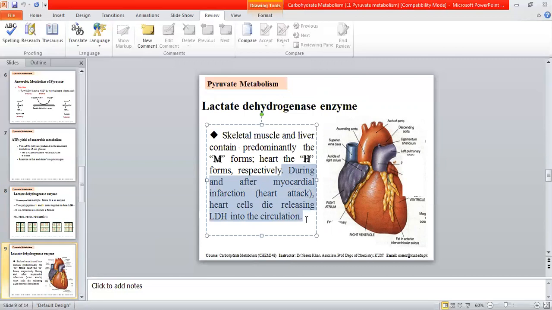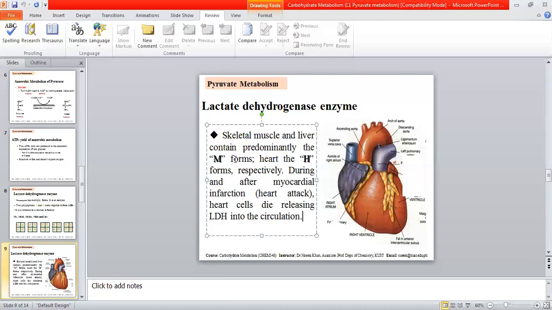During and after myocardial infarction, I mean heart attack, heart cells die, releasing LDH into the blood circulation. So it means in the circulation, the concentration of the H4 and MH3 forms of the enzyme increases. This is a medical diagnosis: if the concentration of the lactate dehydrogenase types H4 and MH3 increases in the blood circulation, it would mean that there is something wrong with the heart muscle. And vice versa.